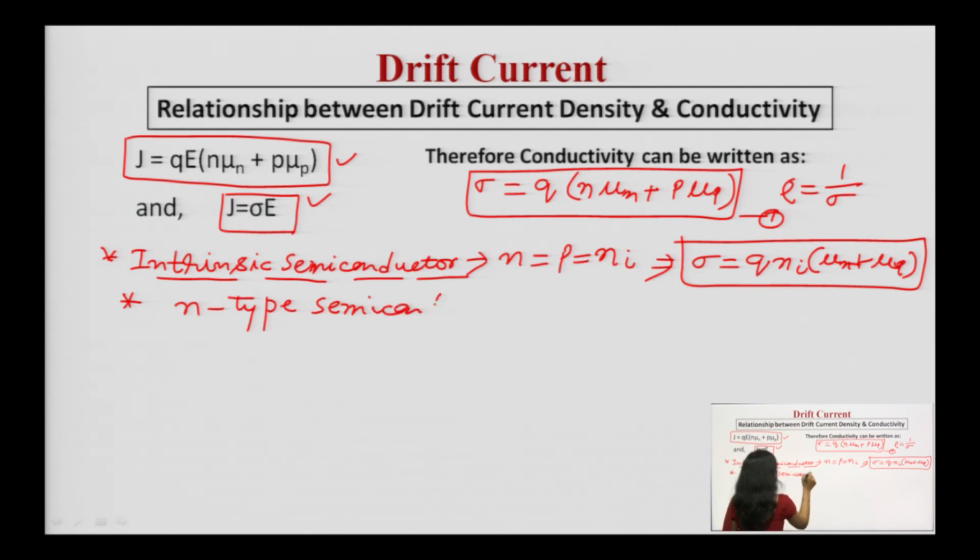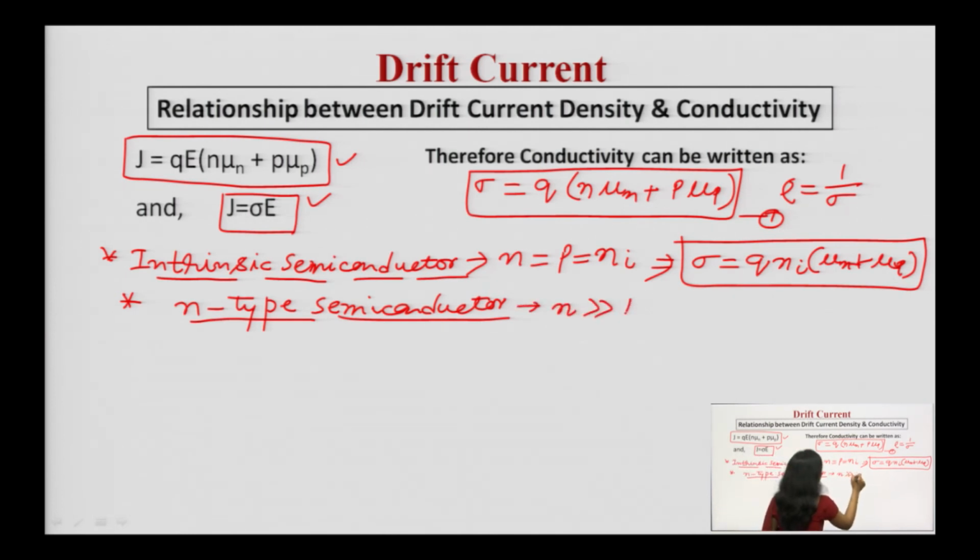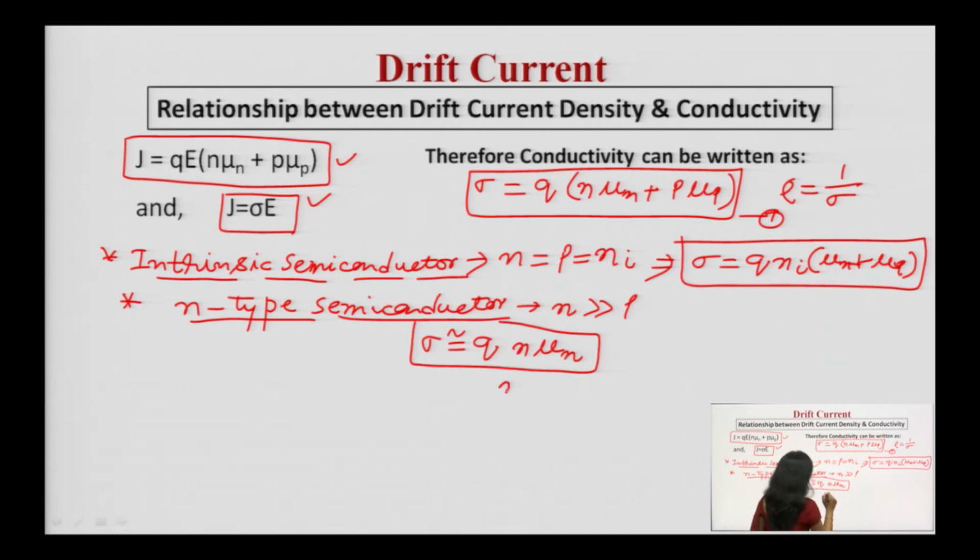What will happen in the case of N-type semiconductor? In this particular case, you know that the concentration of electrons will be very high in comparison to the concentration of holes. So here, from equation number 1, sigma is equal to Q, this term mu N will be high in comparison to the second term. So this equation can be written in this particular form. Concentration of electrons can also be approximated with the concentration of the donor atoms.